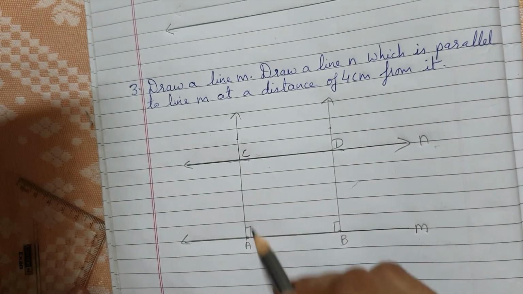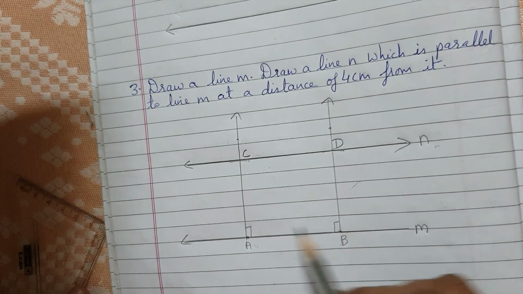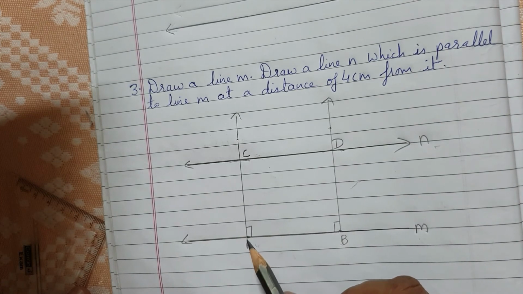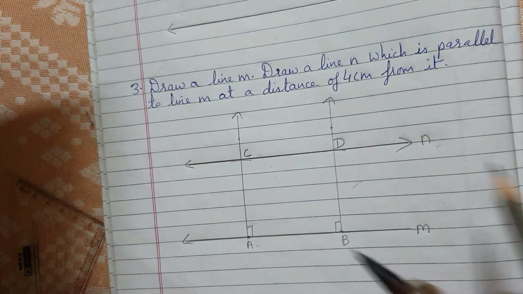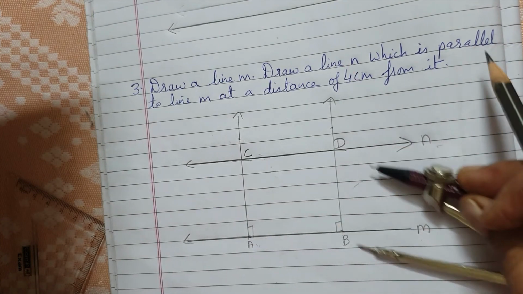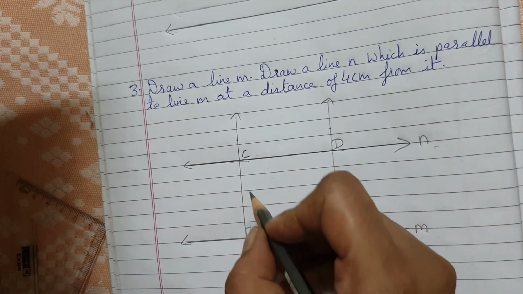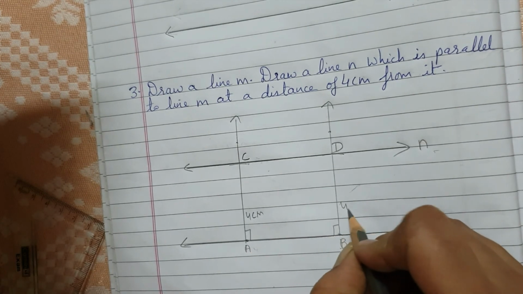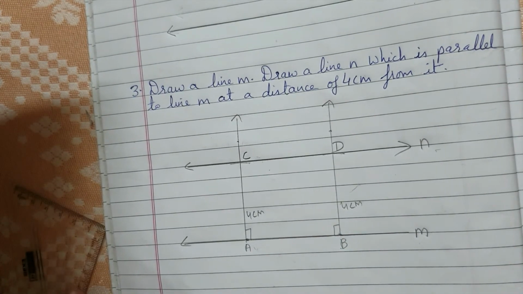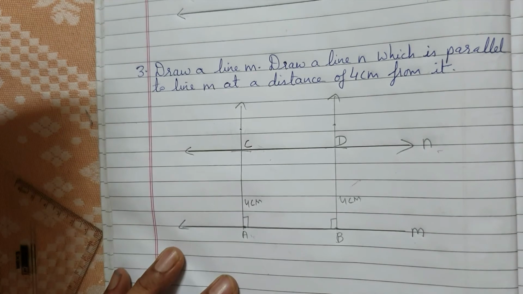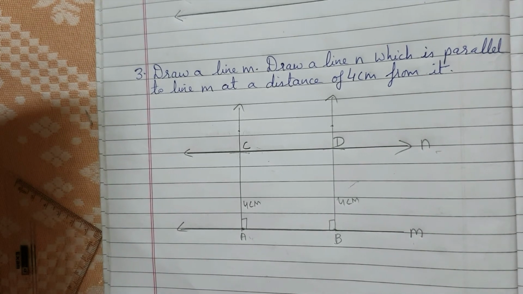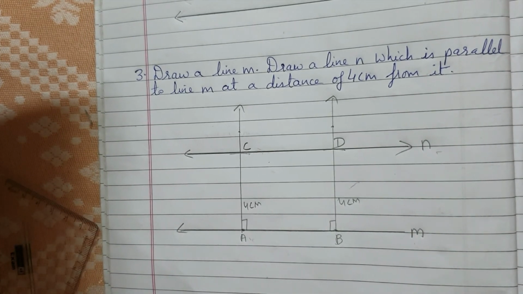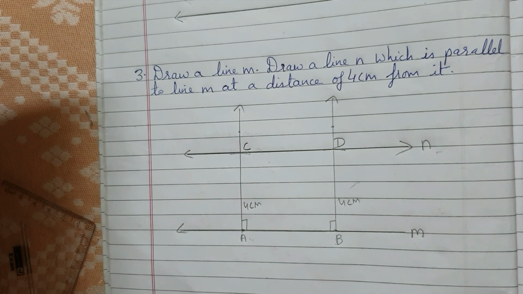We took the measure of 4 centimeters over here. How many centimeters did we take? We took 4 centimeters. So you can write 4 centimeters over here. Okay, so our construction of parallel lines is ready. Children, you need to practice this nicely. Then only you will be able to do this.